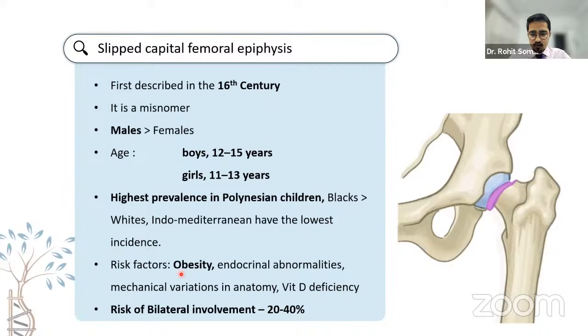Risk factors: we have obesity as one of the most common risk factors. Children who are obese at around 12 to 15 years of age have around 17% higher chances of getting an SCFE.